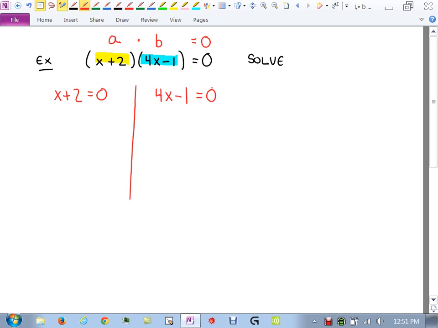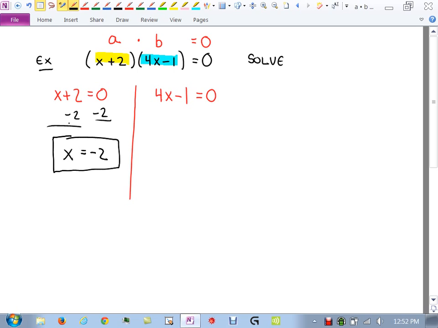So let's solve the first one. To solve x plus 2 equals 0, I just need x by itself. So just do what? Subtract 2 on both sides of the equation. We get x on the left. What's 0 take away 2? Negative 2. And we are done. So if x is negative 2, that equation should be true.